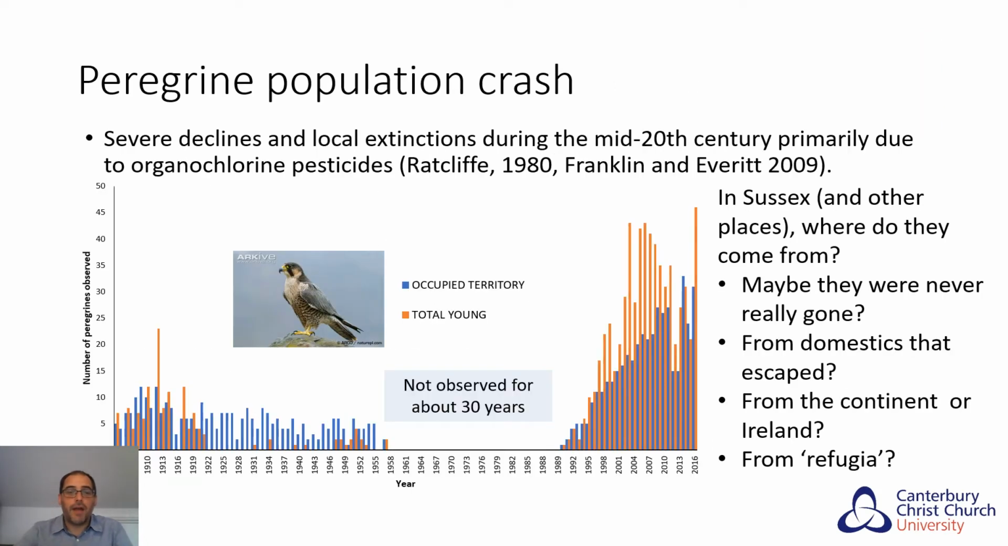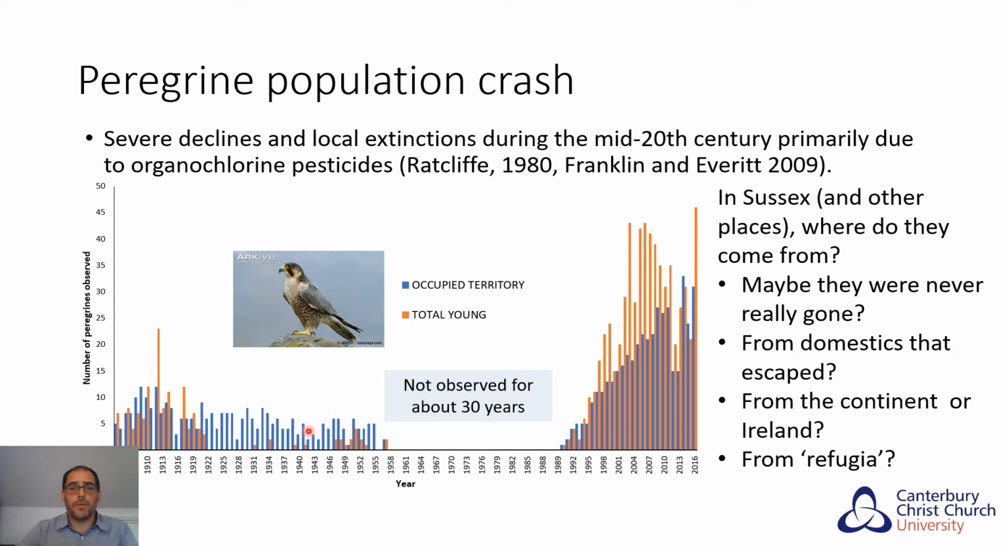So here in this graph, I just want to show you that the population of peregrine in southern England was not observed for about 30 years. So we have very good data before the population crash. Actually, peregrine falcons have been seen in the area for a very long time and recorded since the early 20th century.